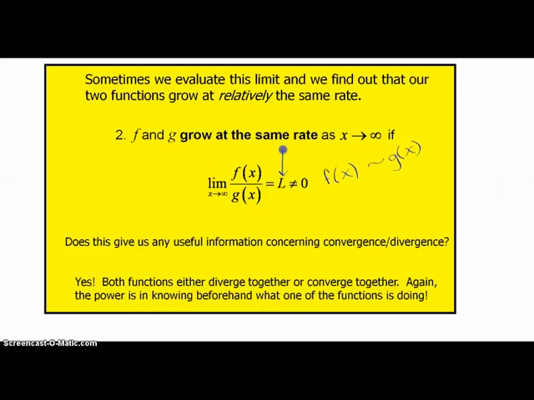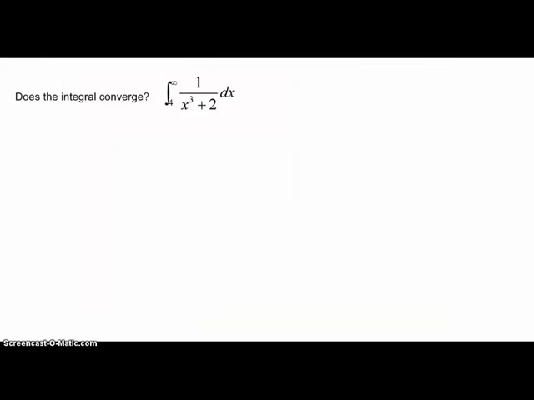So if we evaluate the limit and we don't get 0 and we don't get positive or negative infinity, we get some real number value, that tells us that whatever g of x is doing, whether it's converging or diverging, f of x is doing the same. So getting a real number value result out of that limit is extremely helpful. So this tells us that both functions either diverge together or converge together. But it's super important that we know what the function on the bottom is doing. So that's helpful as well.